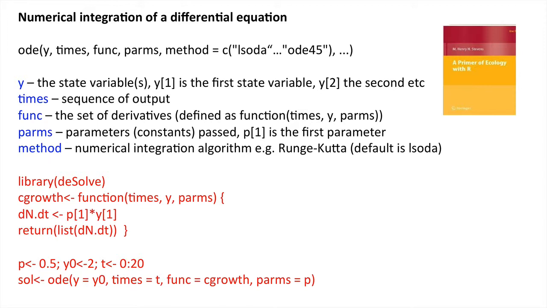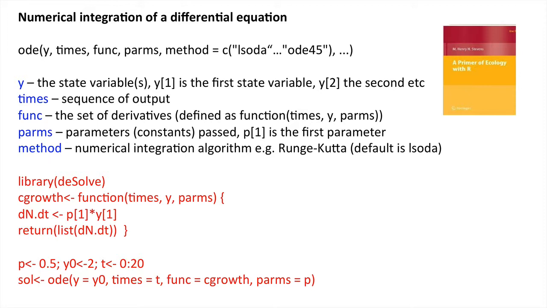Here's where we call up the solution now. Of course, I could call it anything I like, but here is the output. What do we have? Well, it's the ODE where we give the starting conditions, y is equal to y0. So to begin with, our state variable, and there's only one of them, is given the value 2.